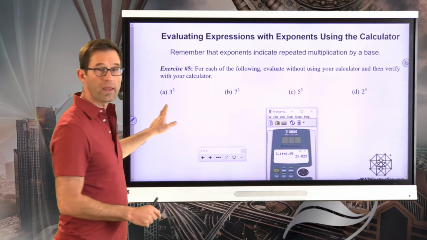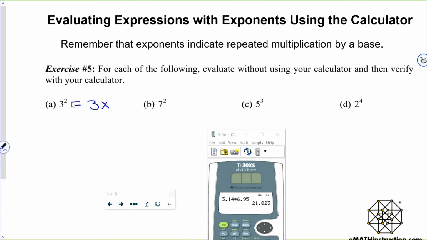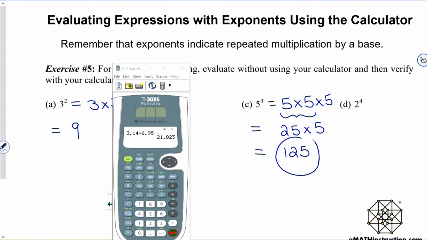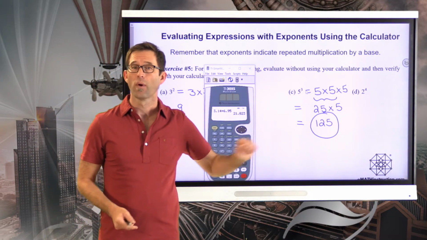So letter A, 3 raised to an exponent of 2. What this literally means is 3 times 3. Remember, we call this squaring. 3 squared, and 3 times 3 is obviously 9. Now, on the other hand, 5 to the third, right? This is 5 times 5 times 5. So we would have to do that by hand by saying, well, I've got 5 times 5, which is 25. Then I'd have to multiply 25 by 5, which is 125. So 5 to the third, also known as cubing a number, is 125.